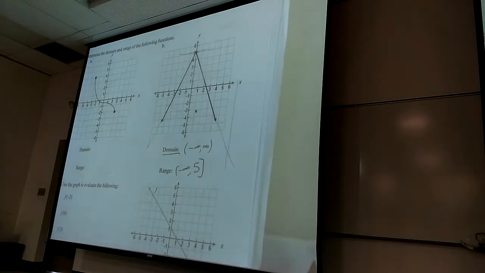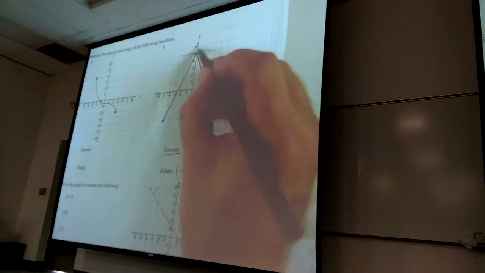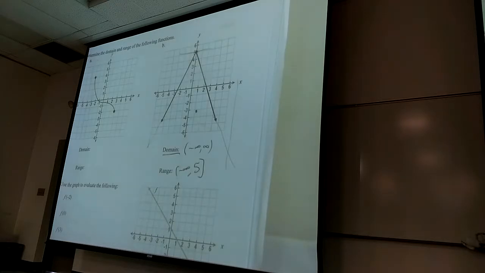If it's an open circle, what do you put? If it was an open circle there, I would put parentheses, because I couldn't include it then. Yeah.